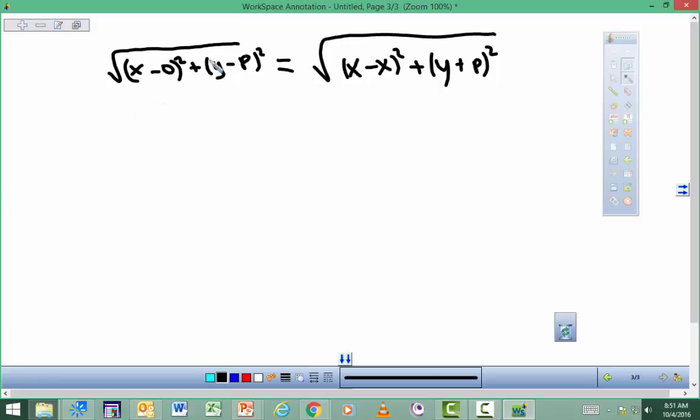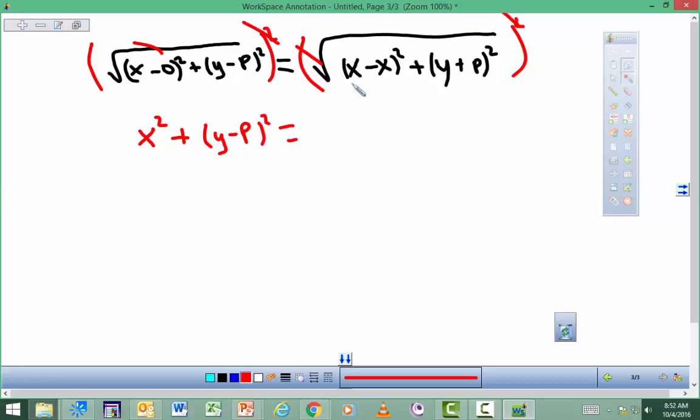Well, notice I have a square root on both sides. Couldn't I just square both sides? If I square this side and I square this side, what happens? Well, the square cancels the square root, right? So this cancels off, the square root is gone. This cancels off the square. Now let's look here. This is x minus 0, so that's the same thing as x squared. And then I have plus (y minus p) squared. Now what's x minus x? That's 0, right? And so then I have (y plus p) squared here.